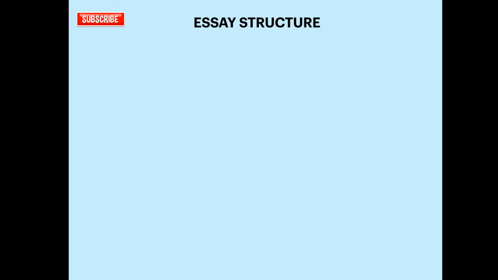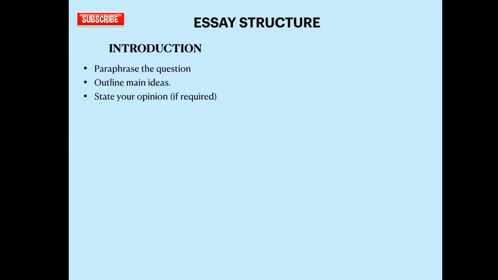Now, we have to know the essay structure of introduction, main body paragraphs and conclusion to write the essay. So here we need to know the structure of the essay sentence by sentence. Let us study the introduction. In the introduction, we have to write 2 or 3 sentences. The first sentence will paraphrase the question. The second is to outline the main ideas. And the third is to state your opinion if required.